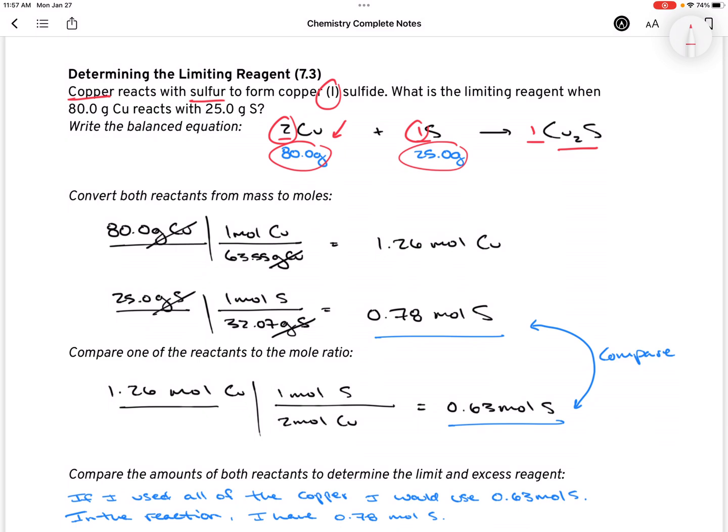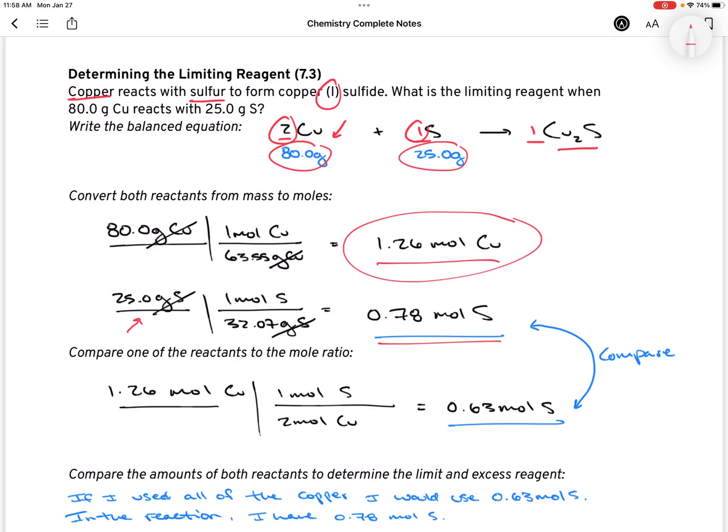The first thing you have to do is convert each of these into moles. So 80 grams of copper converted to moles gives us 1.26 moles. Then we have 25 grams of sulfur, and we convert that into moles. We have 0.78 moles of sulfur. Now you may say, well, okay, Mr. Flynn, I have 1.26 moles of copper.